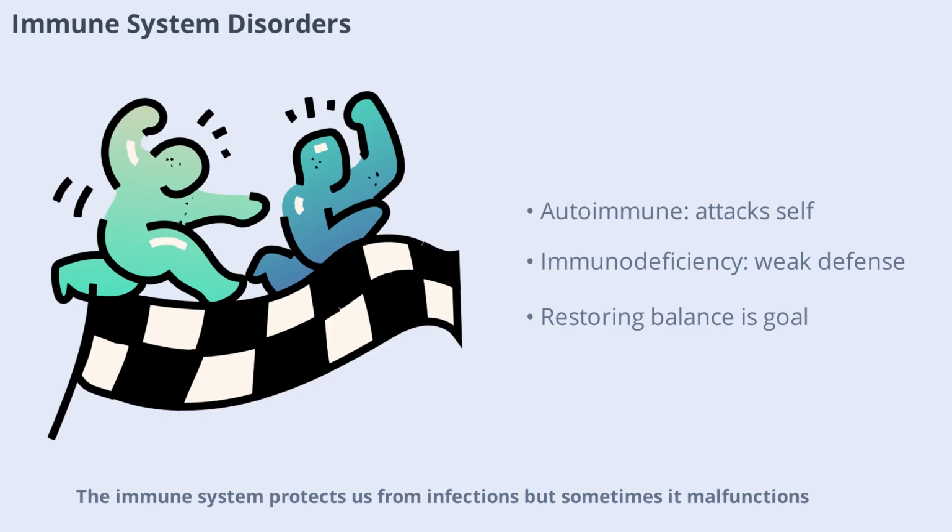The immune system protects us from infections, but sometimes it malfunctions. Autoimmune diseases occur when the immune system attacks the body's own tissues, as seen in lupus or rheumatoid arthritis. Immunodeficiency disorders, on the other hand, leave the body vulnerable to infections. Understanding these disorders helps in developing treatments that restore immune balance.